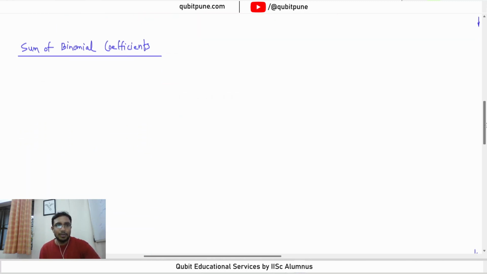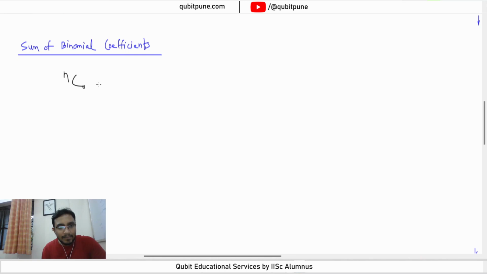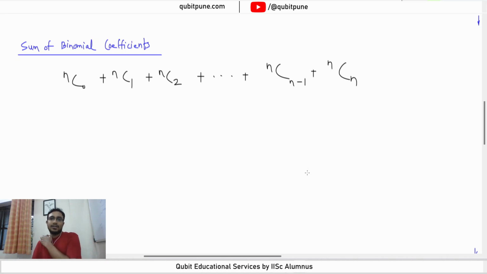Sum of the binomial coefficients. What are the binomial coefficients? NC0, NC1, NC2, NC3 up to NCn minus 1 plus NCn. These are all binomial coefficients and their sum is equal to 2 raised to n. Do you know this or not? You did? Okay. See, it's very easy.